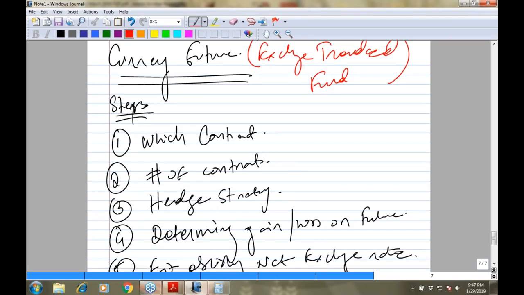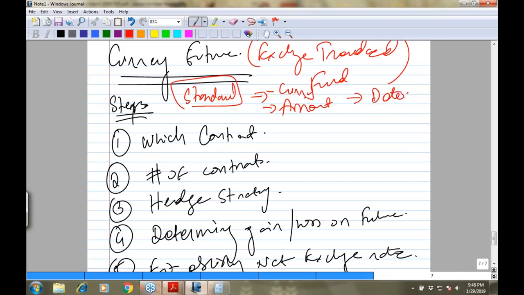You need to understand that futures, as they are exchange traded, are standardized contracts. That means the futures contracts are standardized with respect to the currency for which they are available, with respect to the amount for which they are available, and at the same time the dates for which they are available. All of these things are standardized. Now let's just try to understand.